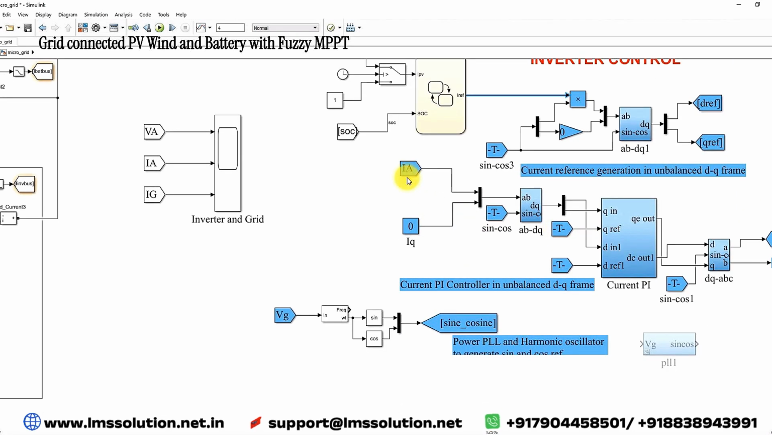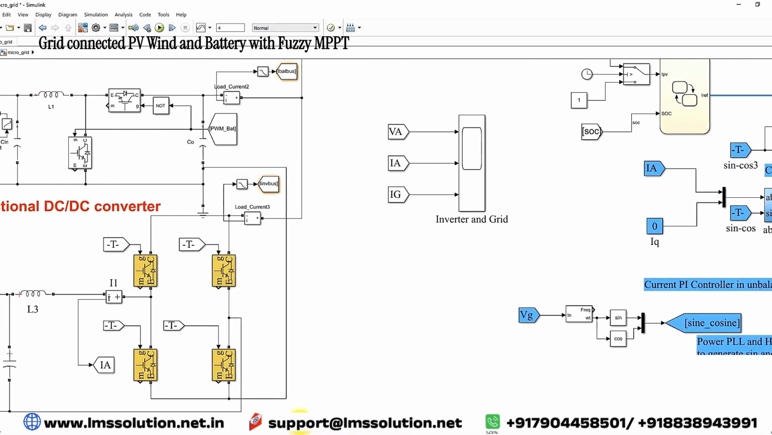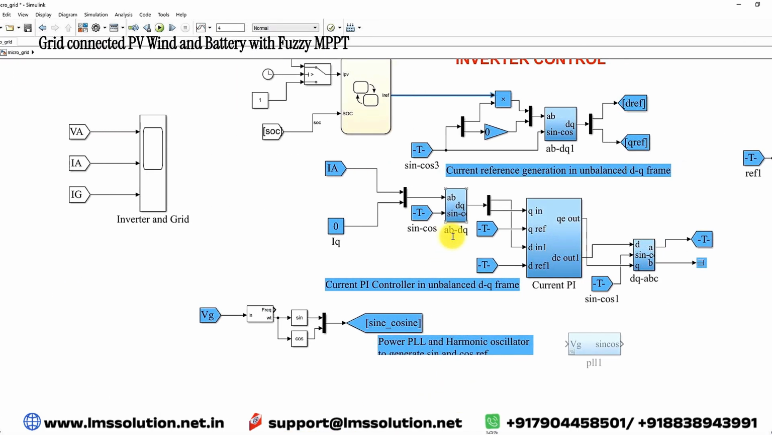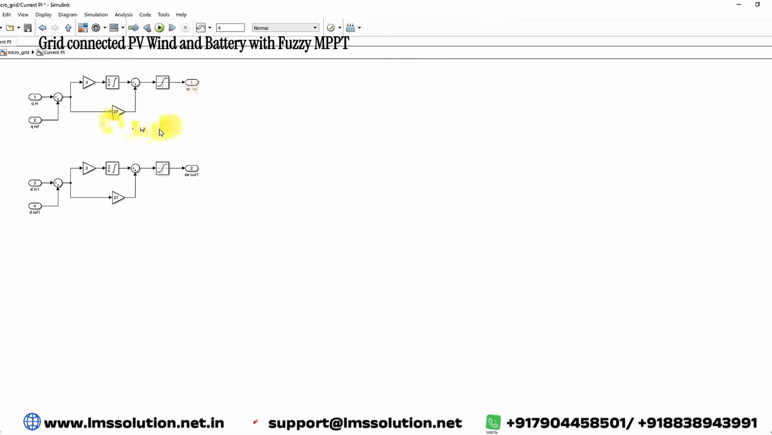Here you also need to measure the inverter current. That inverter current is converted using the alpha beta to DQ transformation. After that, the actual DQ and the reference DQ are compared, and the error is processed via the PI controller. So this is the current PI controller.